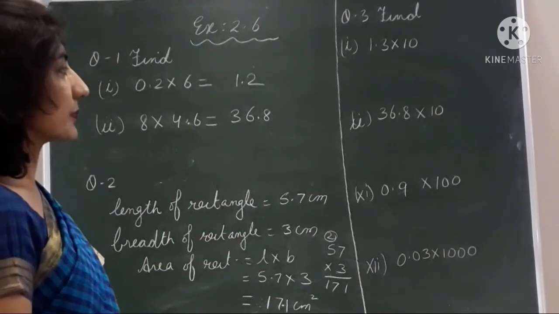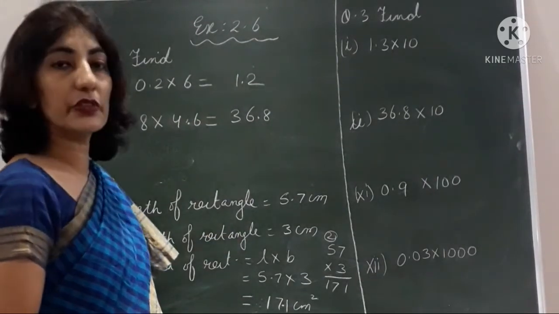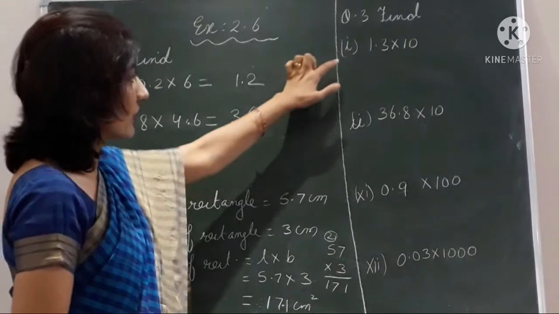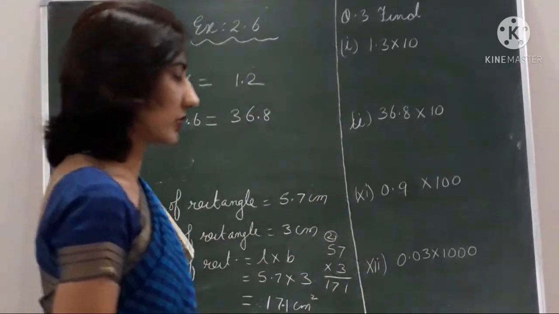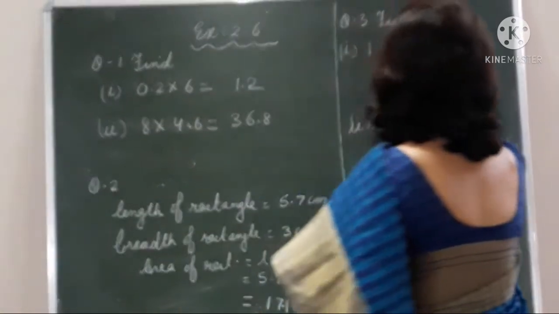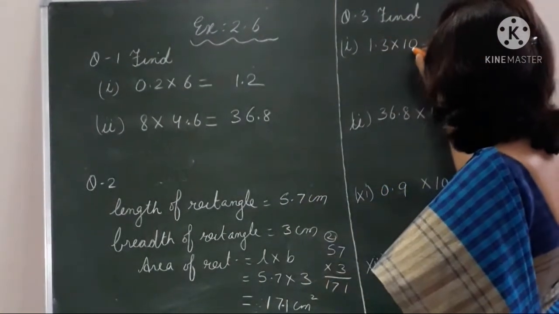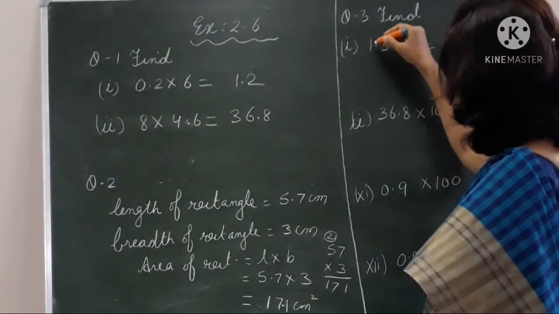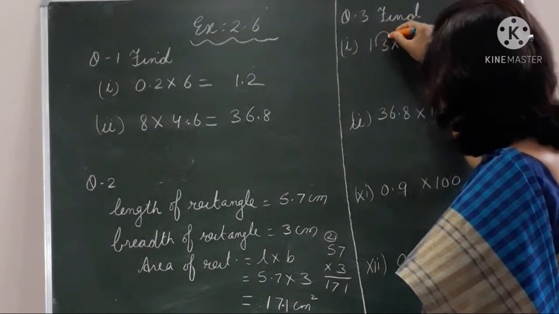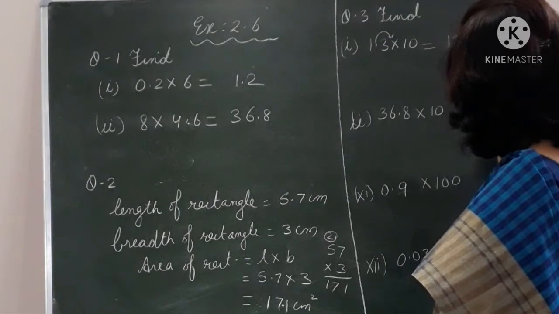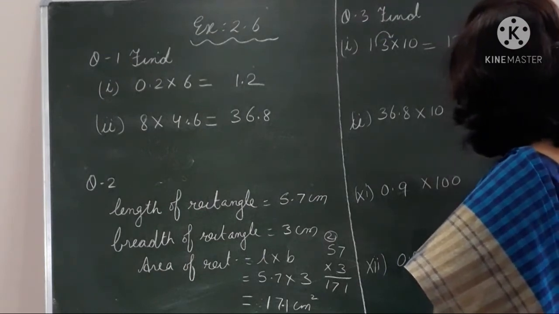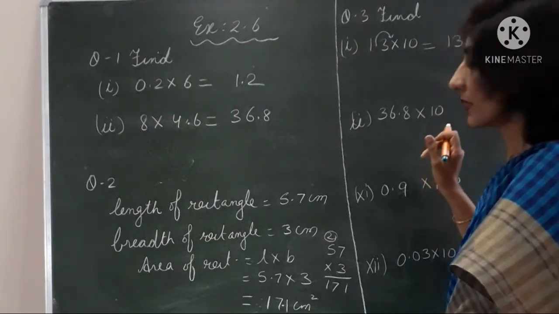Question number 3 is find 1.3 multiplied by 10. I am doing the first, second, 11th and 12th parts. The remaining parts you will do yourself. 1.3 into 10. So here 10 has 1 zero. So the decimal will shift one place to the right. So it will be 13 point. The decimal will come here. So here you can put 0, 13.0, or you can write just 13.